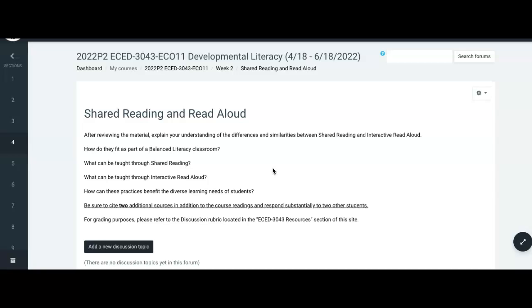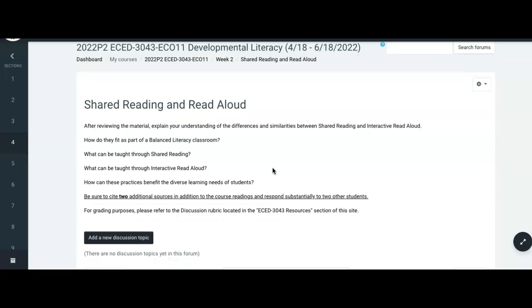Please remember to cite 2 additional sources in addition to the course readings and respond substantially to 2 other students. Also, please use the rubric before you submit your posts. I look forward to reading them.